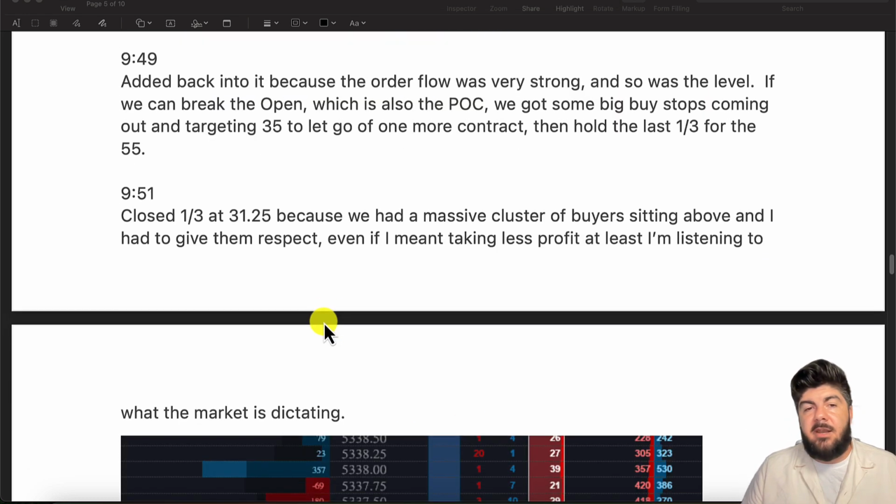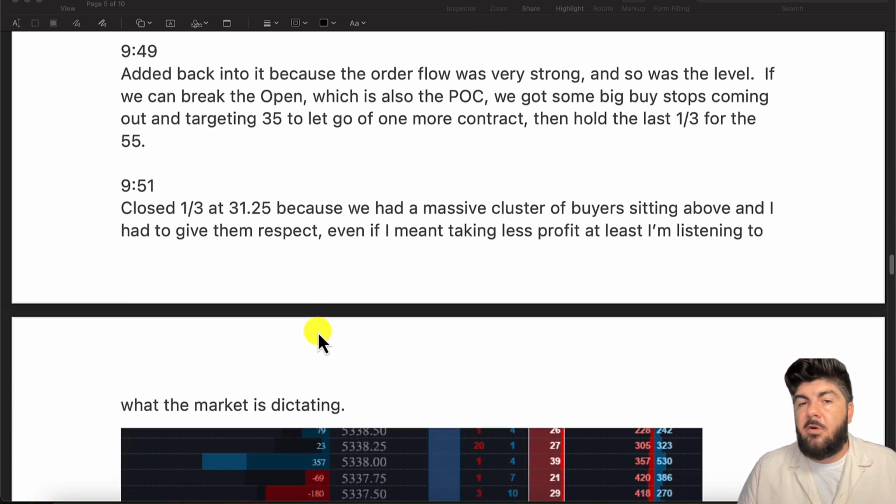All right, 951, I said closed 1/3 at 31/4 because we had a massive cluster of buyers sitting above, and I had to give them respect. Even if that's a typo, even if it meant taking less profit, at least I'm listening to what the market is dictating. This here sounds like a journal from a trader who's looking at the important information. There's no tilt here. There's no FOMO. There's no revenge trading. I'm also profitable in a trade at the moment, and I've added to it a second time.